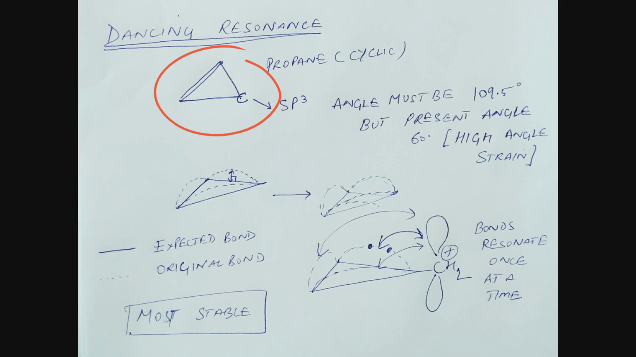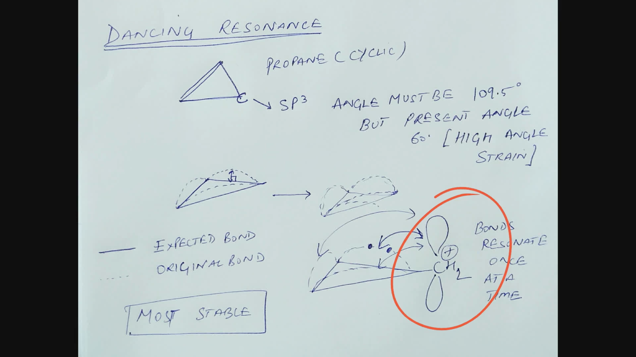The angle should be 60 degrees, but what our hybridization concept says is that this angle should be 109.5 degrees, but the present angle is 60 degrees only. So there is a lot of angular strain. Due to this angular strain, the molecule is somewhat crushed, and the bonds bend outwards, perpendicular to the molecule.